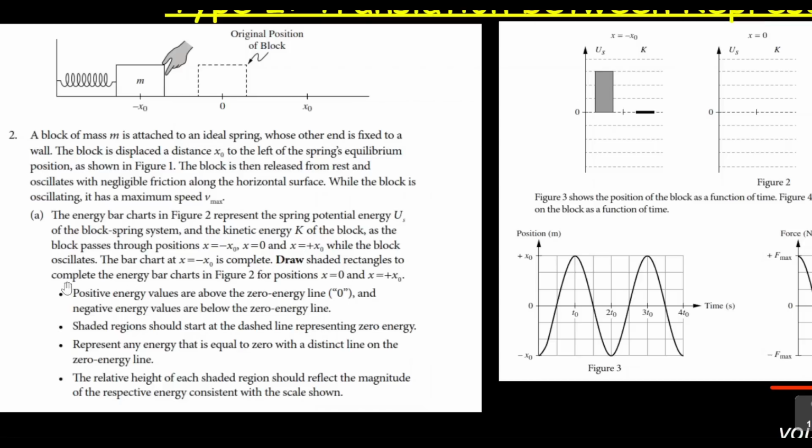Draw shaded rectangles to complete the energy bar charts in figure 2 for the positions x equals 0 and x equals positive x naught. Positive energy values are denoted above the 0 line and negative below. Shaded regions should start at the dashed line representing 0 energy. Represent any energy that is equal to 0 with a distinct line on the 0 line, and relative height as well.